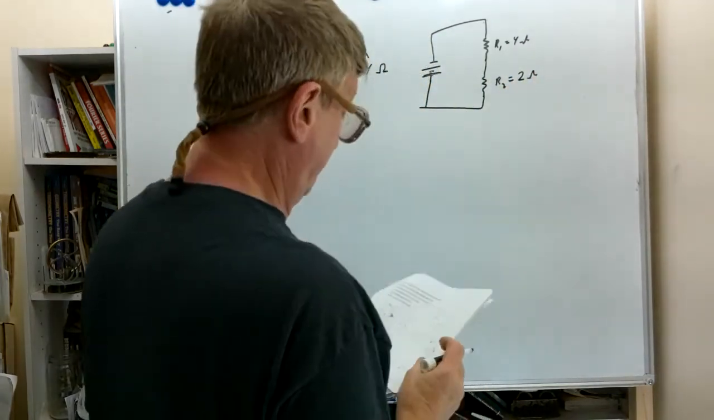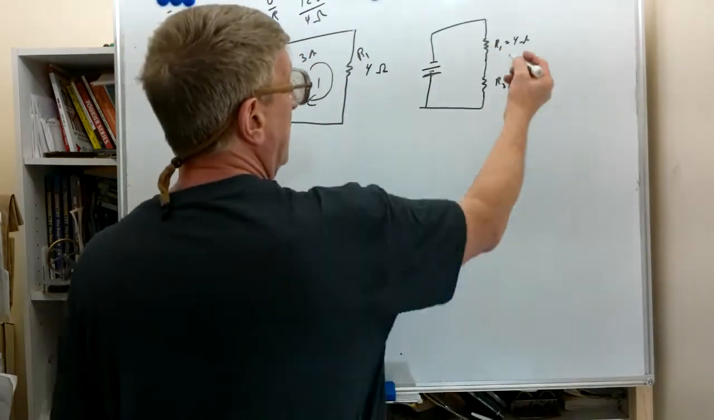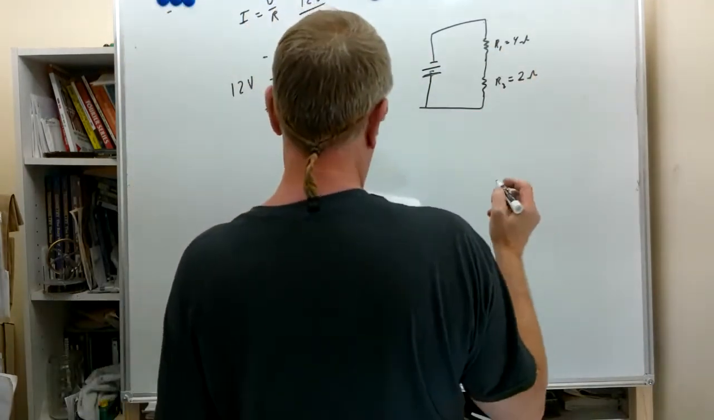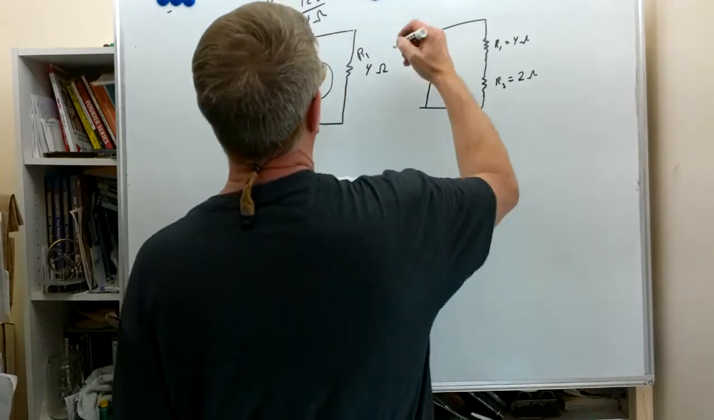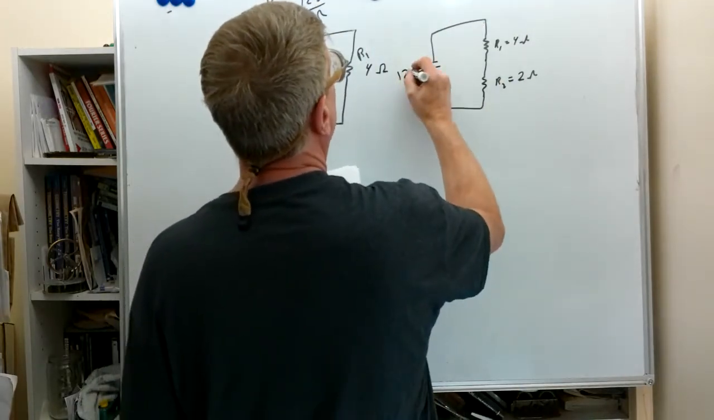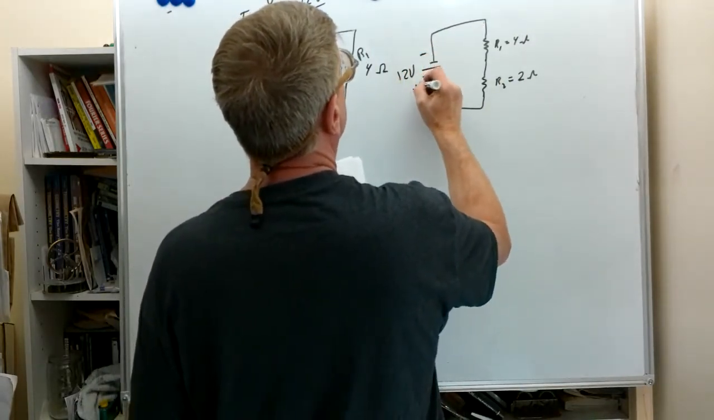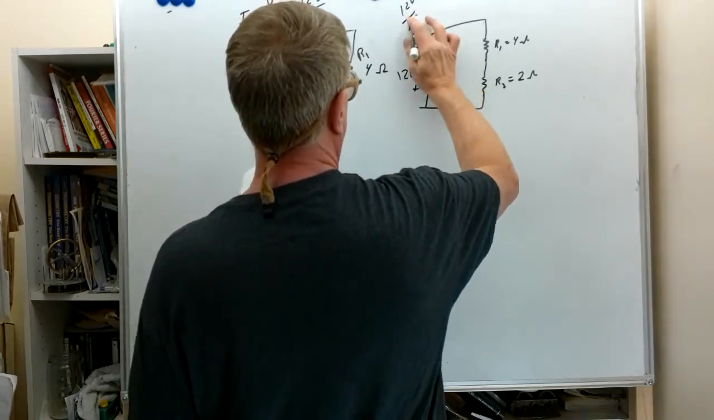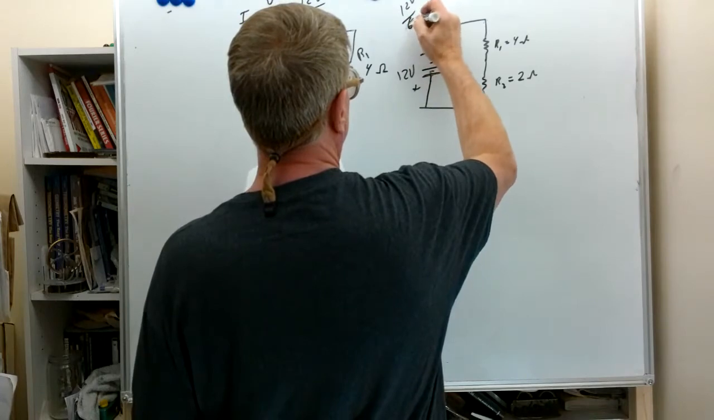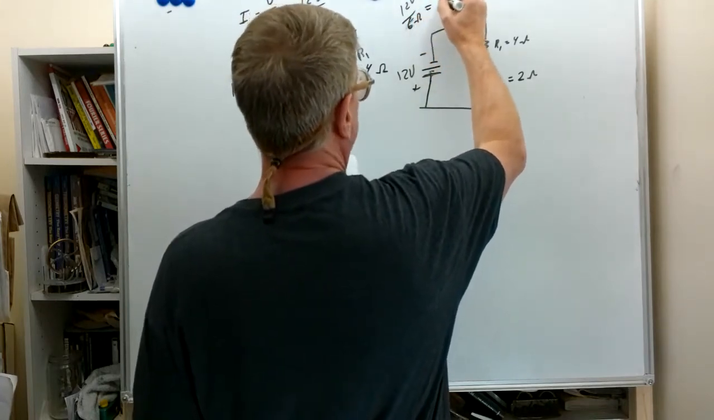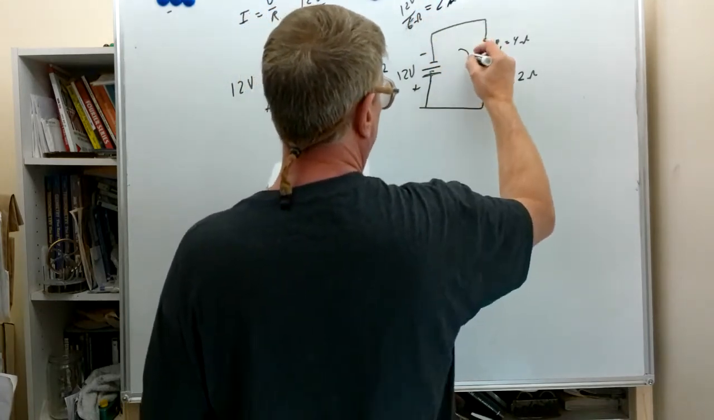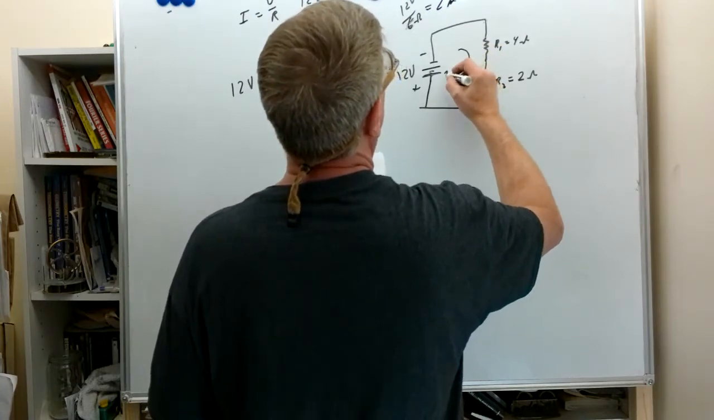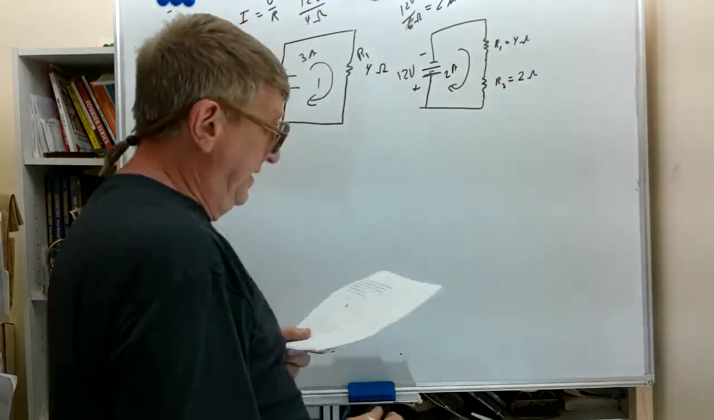Now what do we have? We have a total resistance, 4 plus 2, of 6 ohms. We still have 12 volts. So 12 volts divided by 6 ohms gives us, we now have 2 amps. So we've reduced the current flow here, 2 amps, by adding an additional resistor.